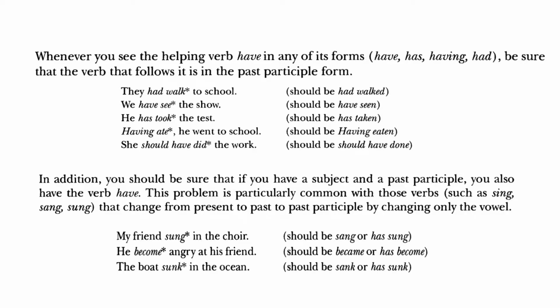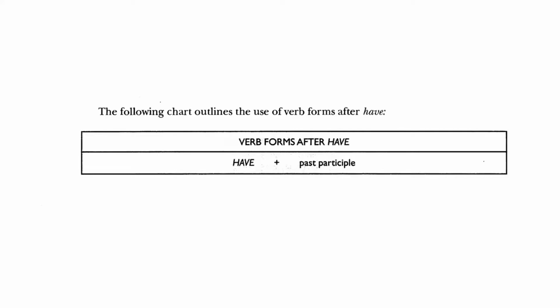For example, "Mary sung in the choir" is supposed to be "sang" or "has sung," so it can go either past or present perfect. Okay, the following charts outline the use of have plus past participle. Have doesn't mean just have, it means all different kinds of have: has, had. Okay, that's done for exercise 16. You can do exercise 16 now.